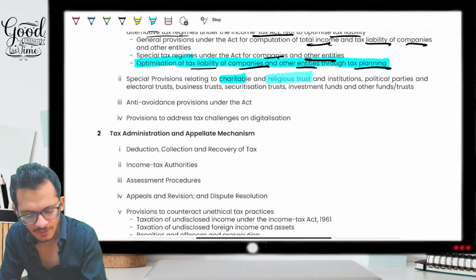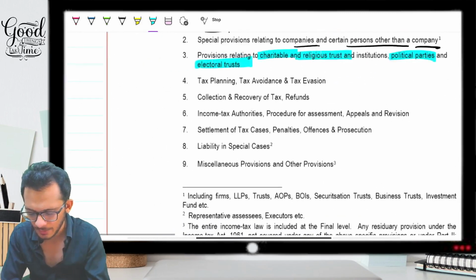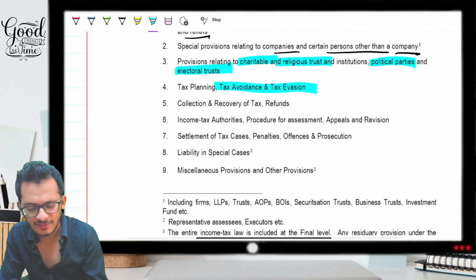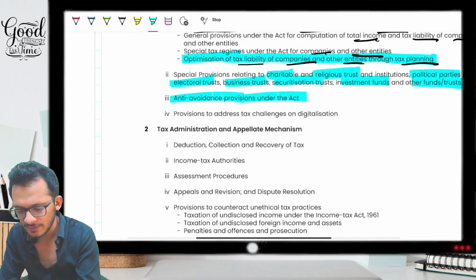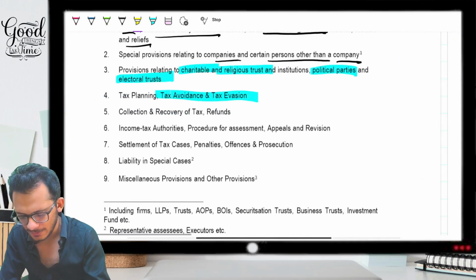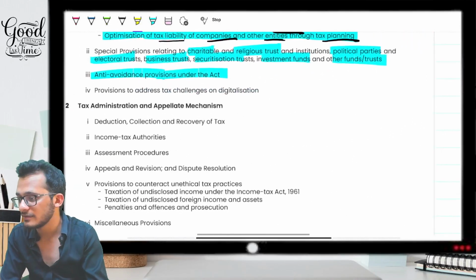Charitable and religious trust, political parties, electoral trust, business trust, securitization, investment fund, other trust, everything is the same. Tax planning, tax avoidance and tax evasion remains the same in your new syllabus as well, so anti-avoidance provisions are still there. Next, collection and recovery of tax refunds. This is a new thing.